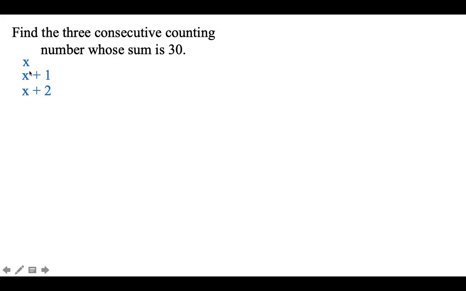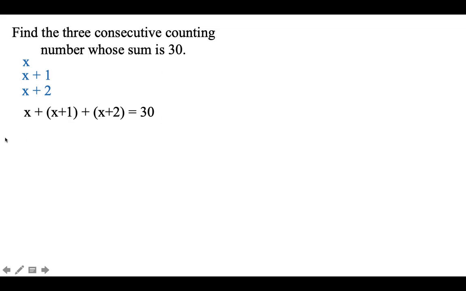After representing the consecutive numbers, next is to set up an equation. In our given, we are asked to find the sum of these three numbers. So x, the first number, plus x plus 1, the second number, plus x plus 2, the third number. This is translated as equals, then write down 30. And this will be our working equation.